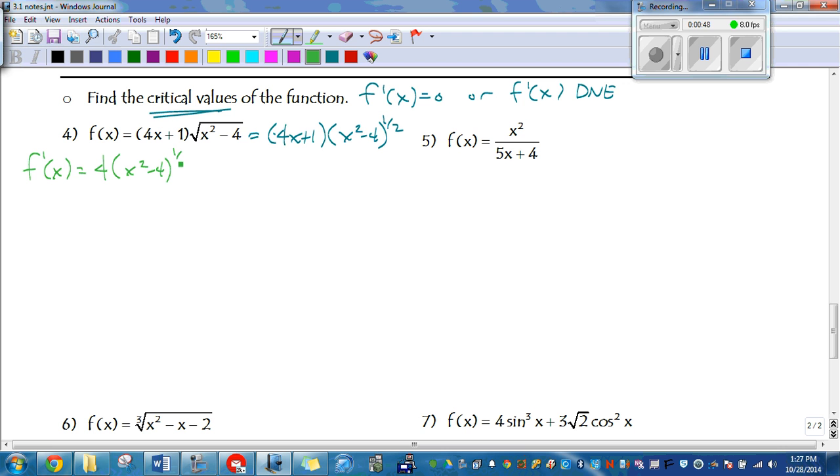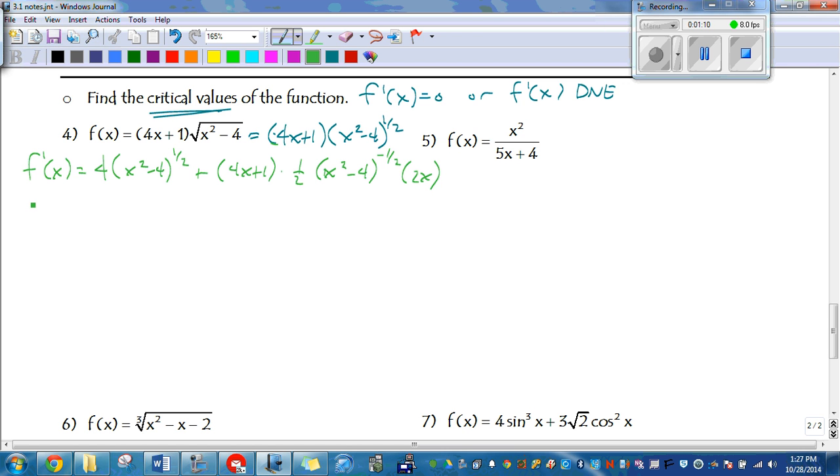squared minus 4 to the 1/2, plus regular first function is 4x plus 1, times derivative of this we have to use chain rule. So bring the 1/2 out in front, times x squared minus 4 to the negative 1/2, so subtract 1 from that exponent, and then multiply by the derivative of the inside, which is 2x.